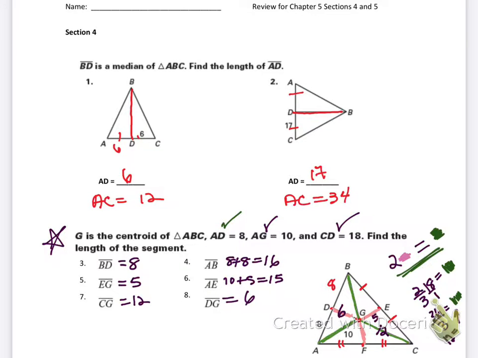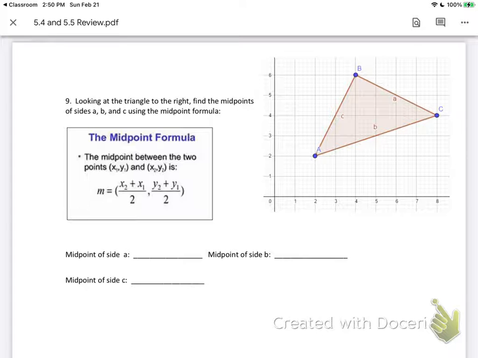Okay, let's go on to the next page. So here it says, looking at the triangles to the right, find the midpoints of sides A, B, and C using the midpoint formula. Okay, so the first thing I'm going to do is fill in what the points are for A, B, and C. So I have to use the grid behind it. Remember, the X always comes first. So point A is (2, 2).